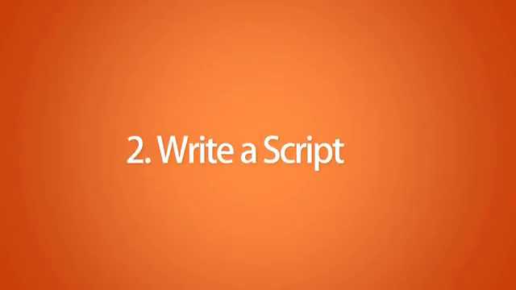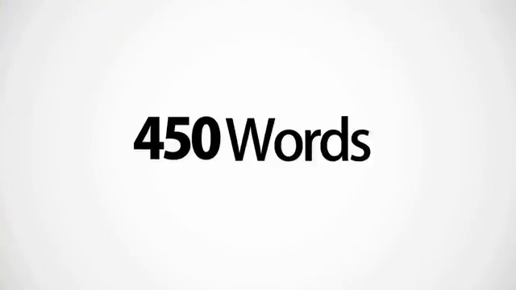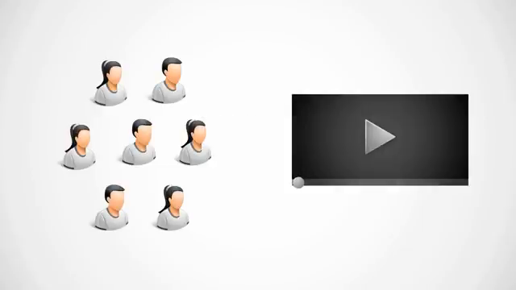Next up, you're going to create a short script for your video. All you're going to do here is write a short article that explains your solution to the problem in no more than 450 words. By writing a script first, you can edit the text and make it really focused and polished. And by limiting yourself to 450 words, which is only about 2 to 3 minutes of video, you have to get your solution across quickly and get straight to the point.